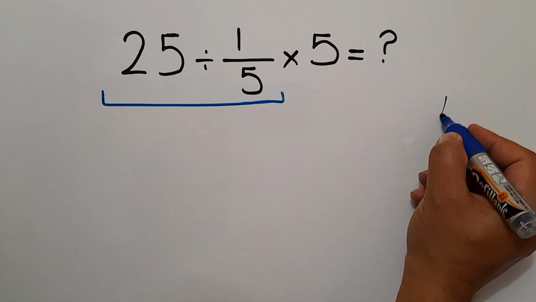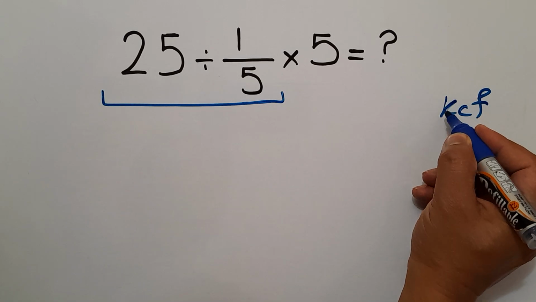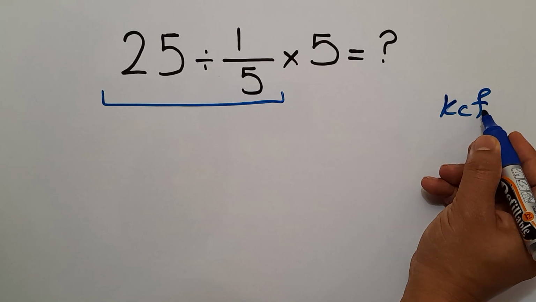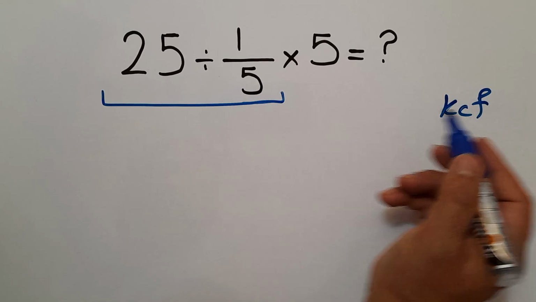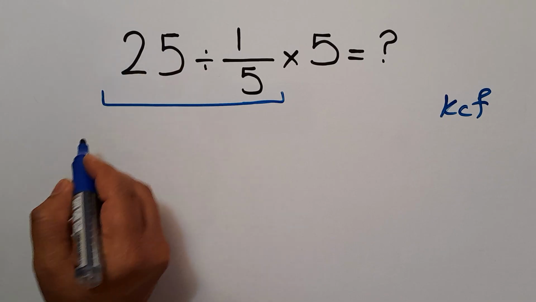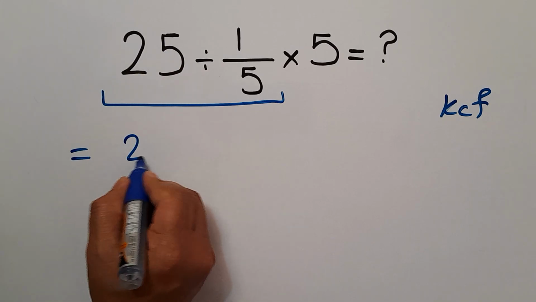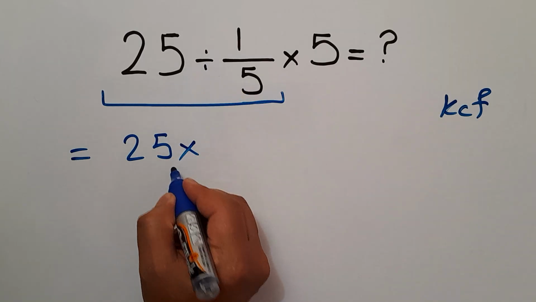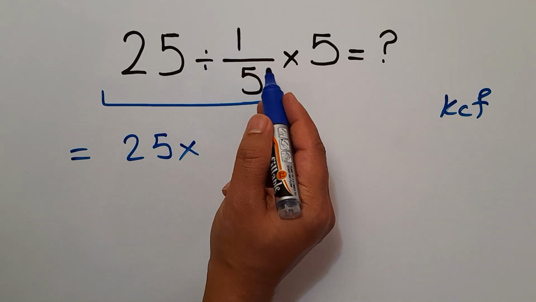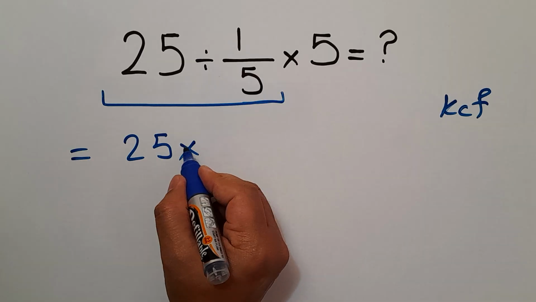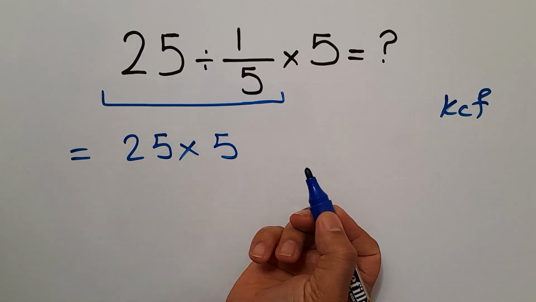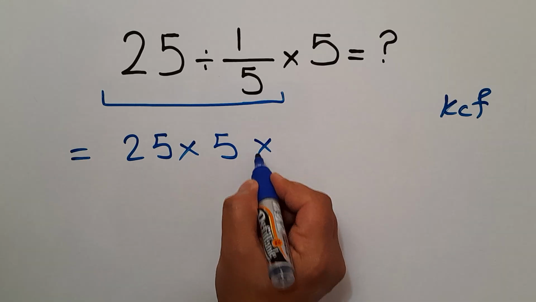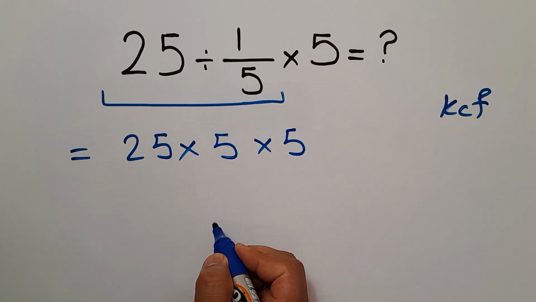According to the KCF rule, K stands for keep, C stands for change, and F stands for flip. Keep the first fraction, so we can write 25, change division to multiplication, and flip the second fraction. So then times just 5. And here we have times 5.